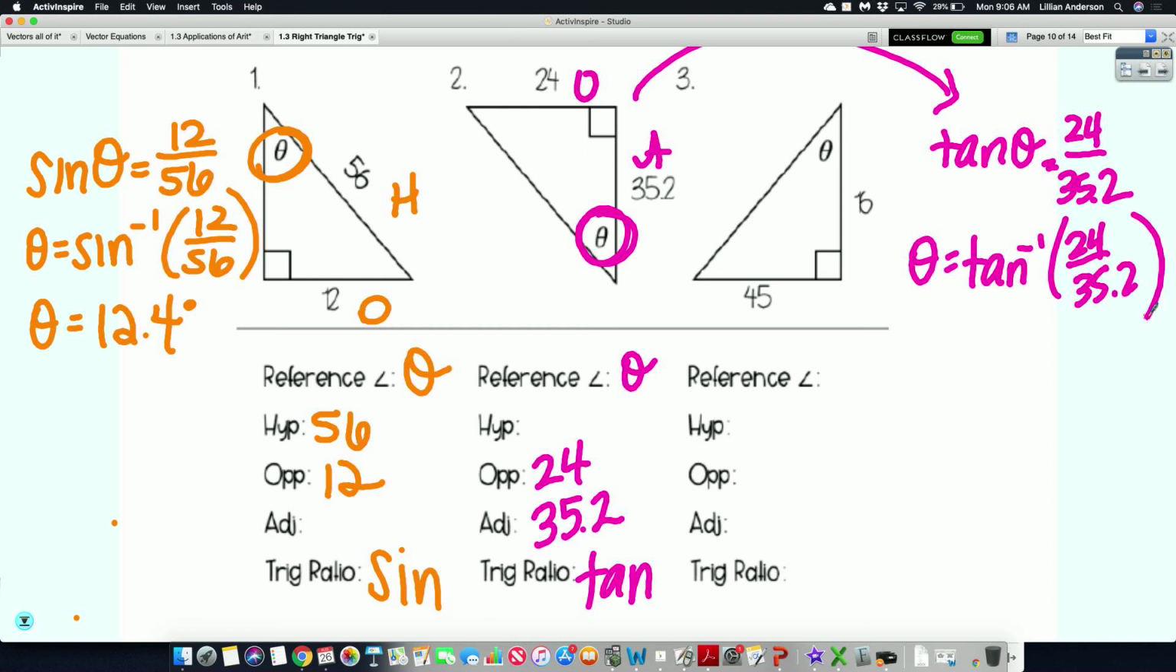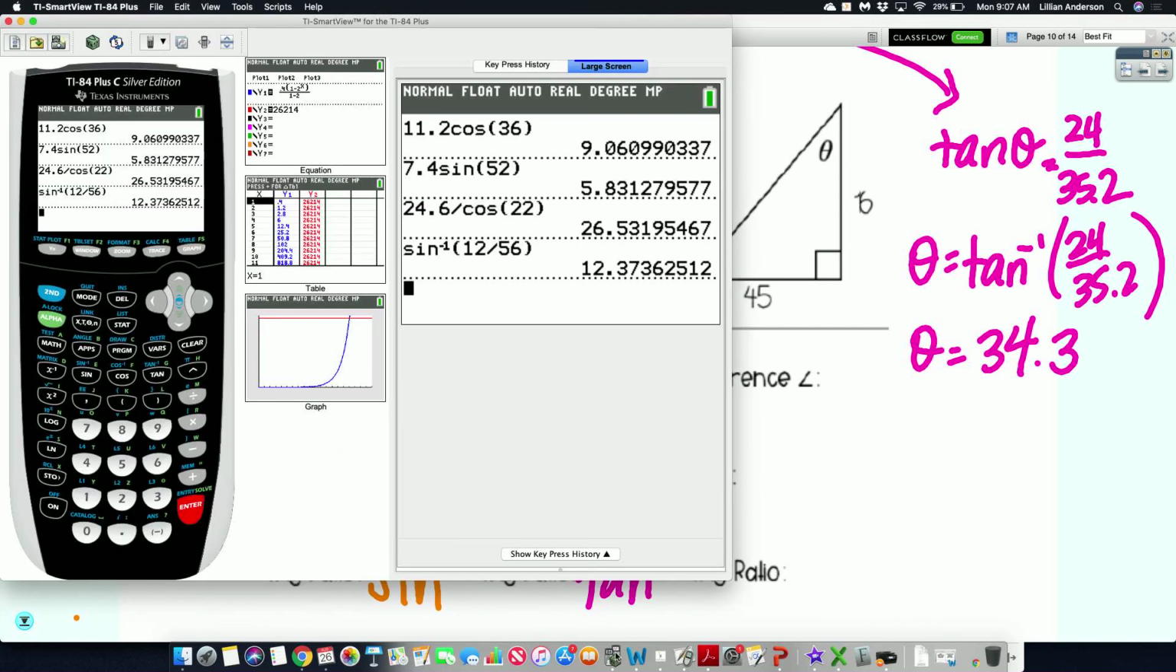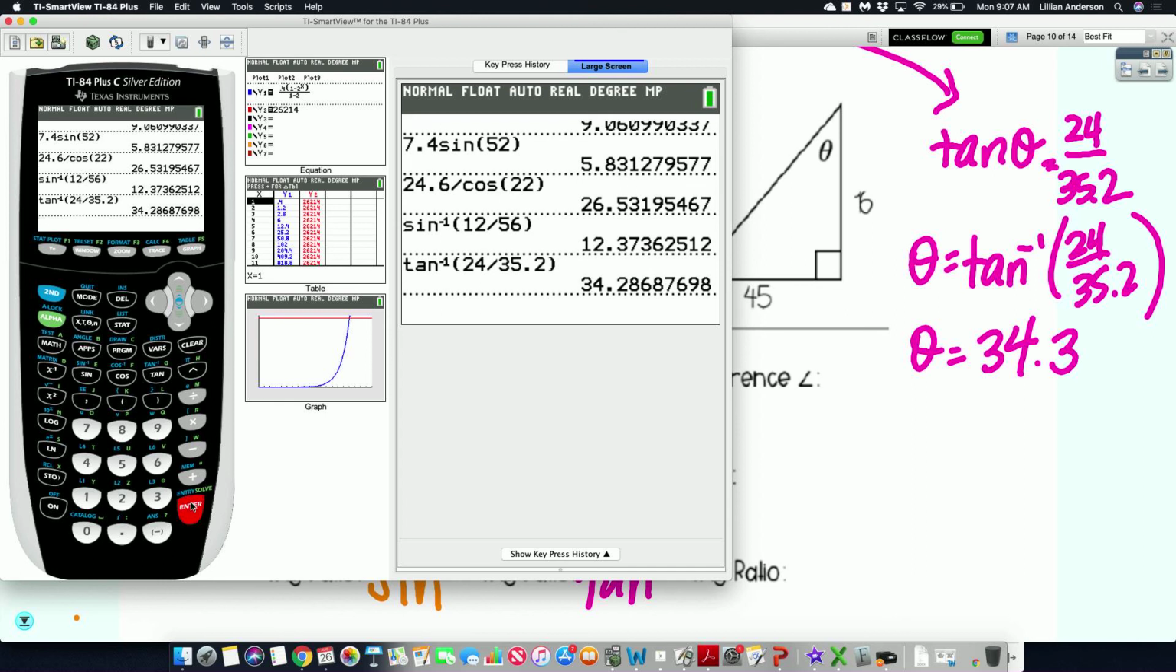You guys typing into your calculator? What did you guys get for theta? 34.3? Yes? Okay. So tangent inverse, 24. Y'all see that? I made a mistake. I forgot the 2. These arrows right here let you go back into the problem. Right, 24 divided by 35.2. And yes, 34.3. Very nice.